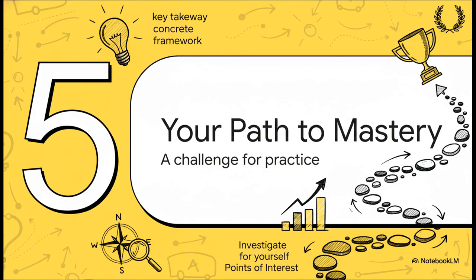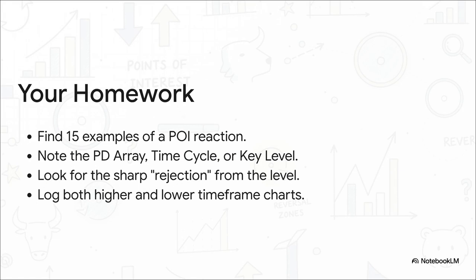So what's next? Well, here's your path to making this your own. It's time to put this knowledge into practice. And look, the source gives you literal homework. Your mission is to go find 15 examples where price reacts to one of these POIs. Really focus on how those three pillars, the pattern, the time, the level, are all involved. Look for that sharp, undeniable rejection away from the level. Remember, this isn't about just reading theory. It's about getting your hands dirty and training your eyes to see this stuff live.